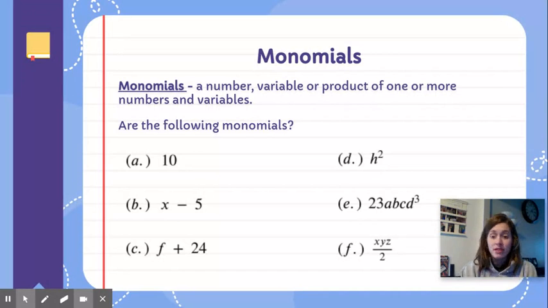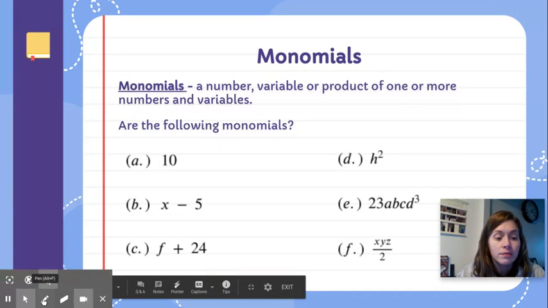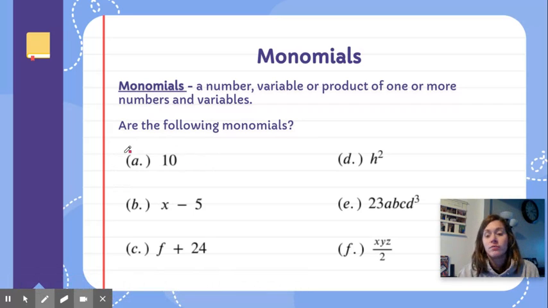That creates a polynomial. So in your notes, you see here are the following monomials. And to be a monomial, it can be a number, we said. It can be just a variable, or it can just be a series of multiplying those numbers and variables. So for part A here, we have the number 10. Can 10 be a monomial? Sure. It's just a number, right? And we said a monomial can be just a number. So yes, we'll just put a check mark by that one.